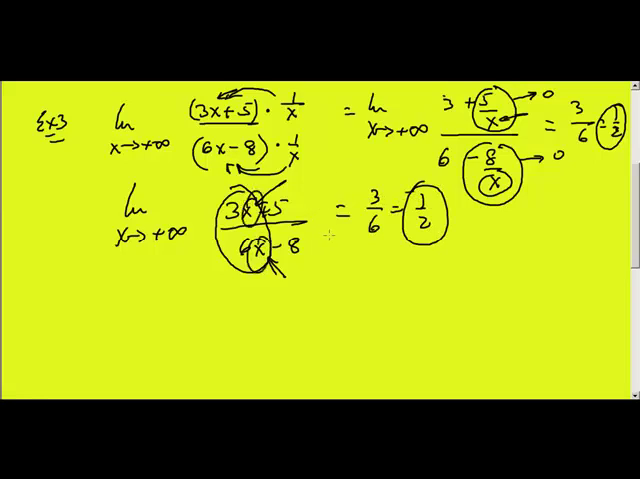Okay, let's see what happens when they don't match up, which is in example number 4. The limit as x goes to negative infinity of 4x squared minus x, all over 2x to the third minus 5. How do you find the limit of that? Let's do it the old-fashioned way first. My highest power is x to the third, so I'm going to multiply the top by 1 over x to the third, and the bottom by 1 over x to the third.